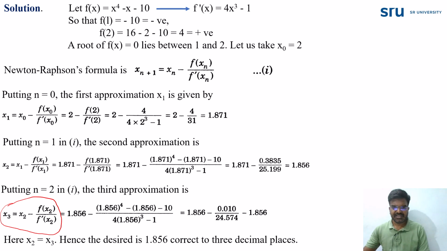So the next approximation is 1.856. Actually, this is equal to 1.856. If you observe, the second approximation is also 1.856. The third approximation is also 1.856. Two consecutive values are the same up to the third decimal place. So I can stop this iteration process here and I can consider the approximate value of the root of the given equation as 1.856. So my answer is 1.856. This is the final answer.